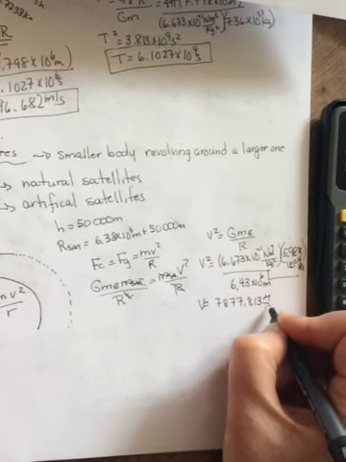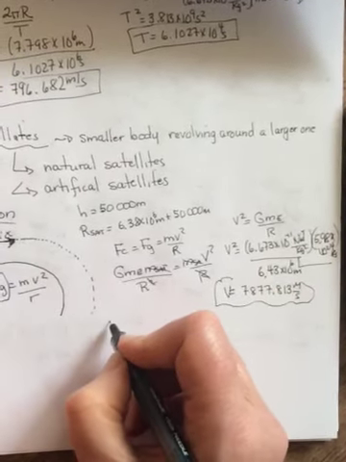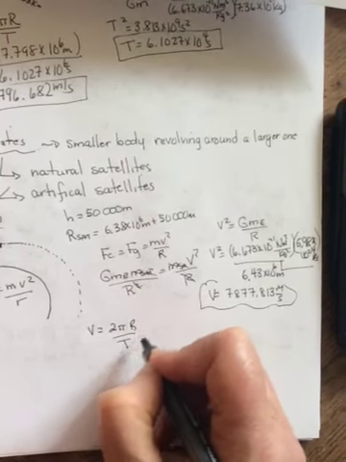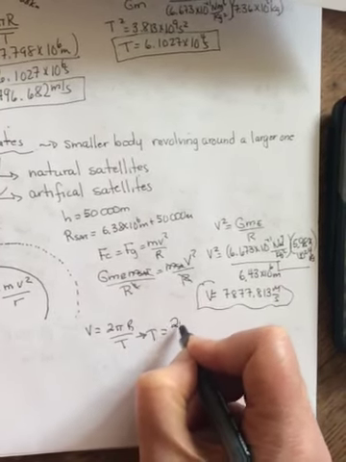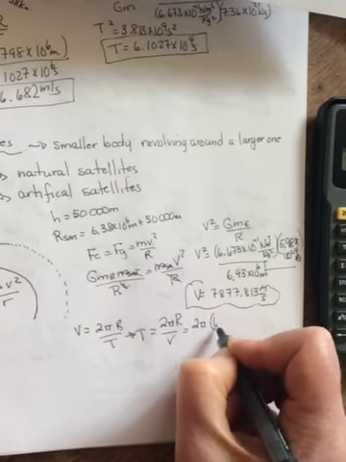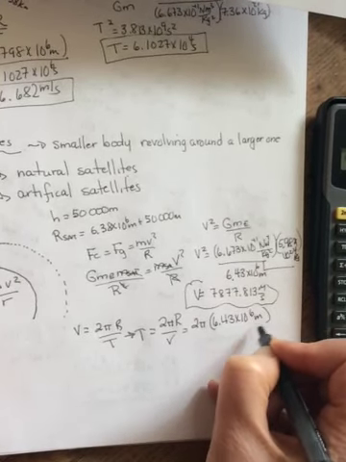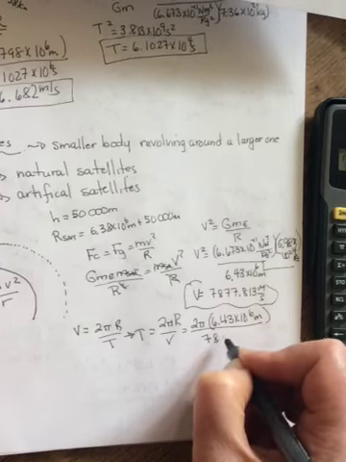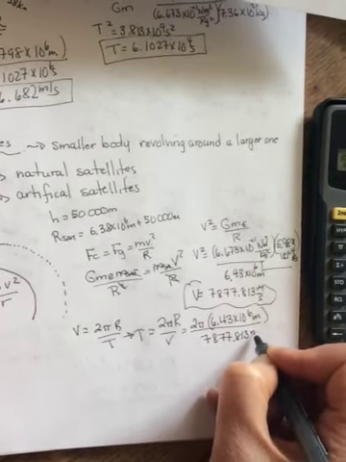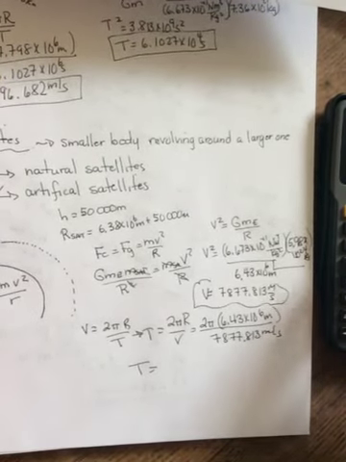7,877.813 meters per second. That's a pretty good speed. We could use this to find out how long it takes to go around, because we know v equals 2 pi r over t. So t would equal 2 pi r over this speed. So 2 pi times 6.43 times 10 to the 6th meters divided by this 7,877.813 meters per second. And you could find how long it would take this satellite to go around the Earth once.